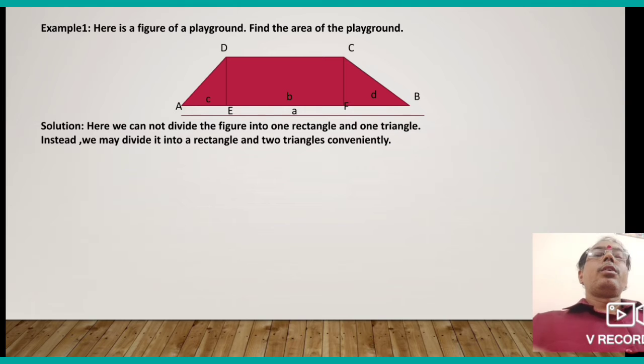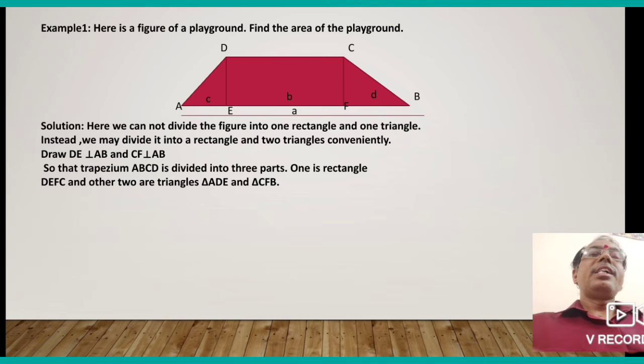Now, solution. We cannot divide this figure into one rectangle and one triangle, so for this type of figure we have to observe the edges of the ground. Here A, D, C, B are the edges or corner points of the full figure. Then we need to divide this figure into a rectangle and two triangles, as is convenient. That means you have to draw the perpendiculars DE and CF to AB.